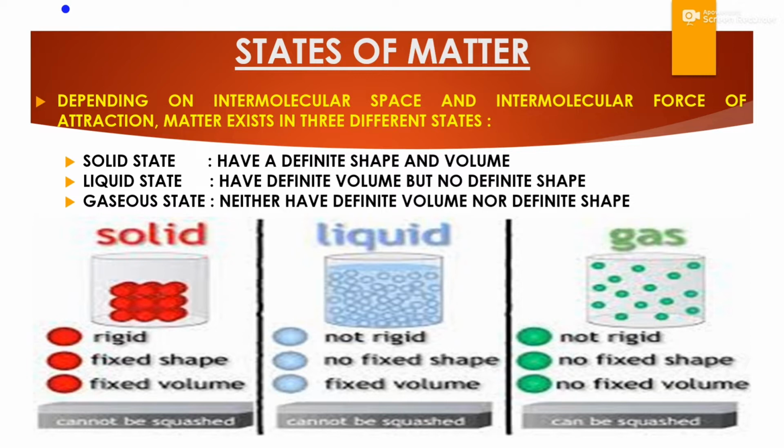Solids are rigid, with fixed shape and fixed volume, and cannot be squashed, that means cannot be compressed. Liquid is not rigid, has no fixed shape, has fixed volume, and cannot be squashed. And gas is not rigid, has no fixed shape, no fixed volume, and can be squashed, that means can be compressed.